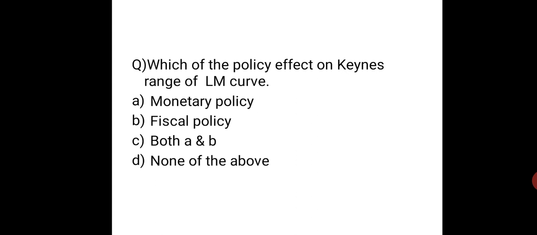Which policy is effective in the Keynesian range of the LM curve? We know that the LM curve has three different parts: the Keynesian range, the classical range, and an intermediate range. We need to know what kind of policy will be effective under the Keynesian range. Is it monetary policy, fiscal policy, or both? If we don't know what this range is, just go for the logic where Keynes said that government intervention is very much necessary. So the answer automatically will be fiscal policy.